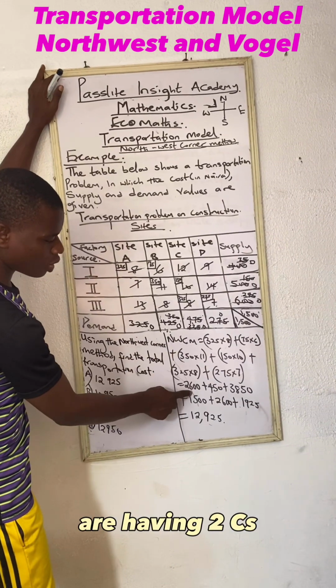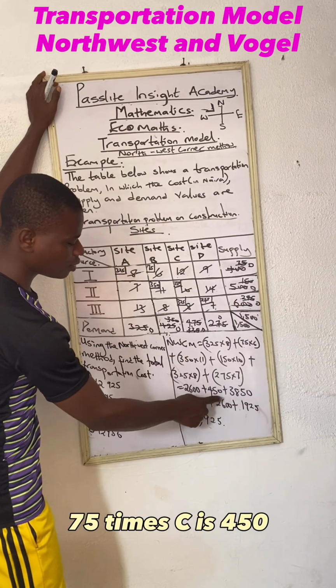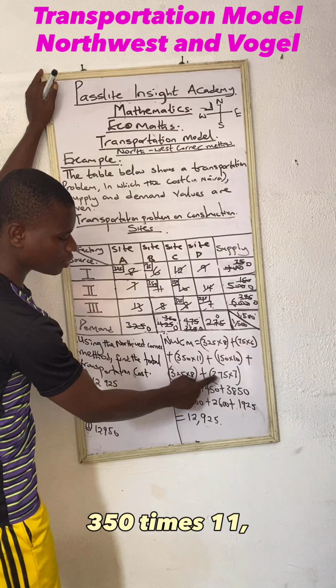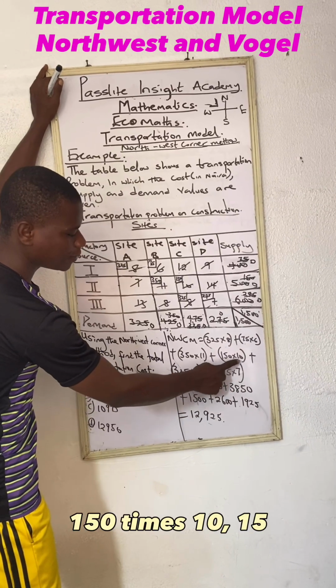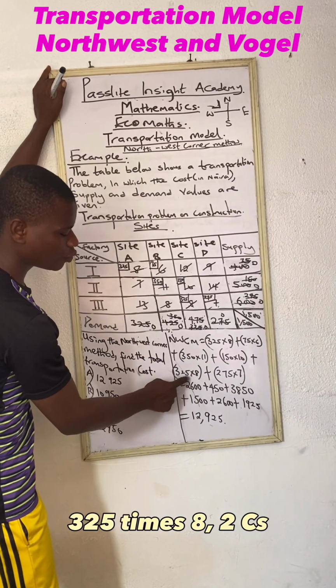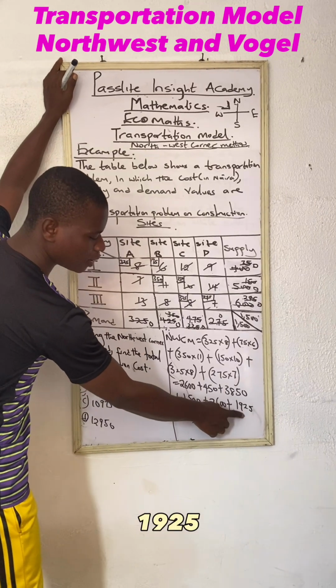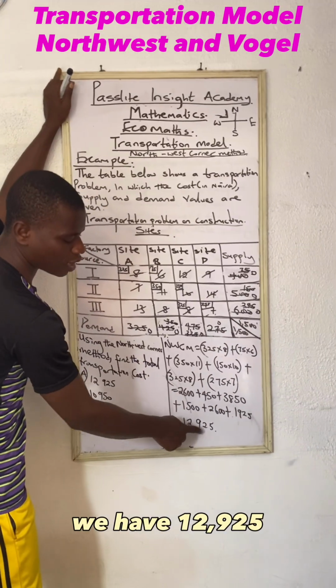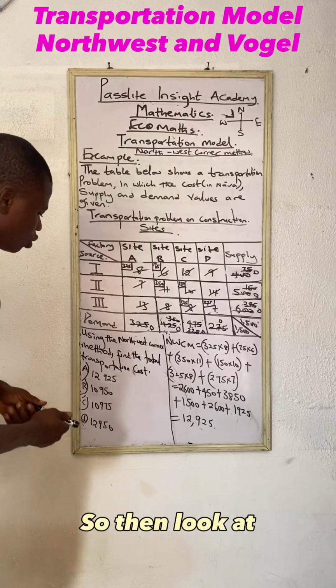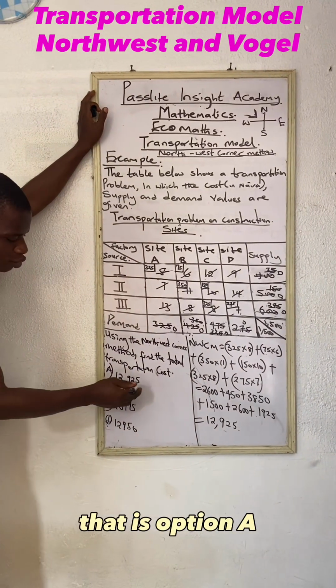325 times 8, we are having 2,600. 75 times 6, 450. 350 times 11, 3,850. 150 times 10, 1,500. 325 times 8, 2,600. 275 times 7, 1,925. So if you add them together, we have 12,925. Then you look at the options, and that is option A.